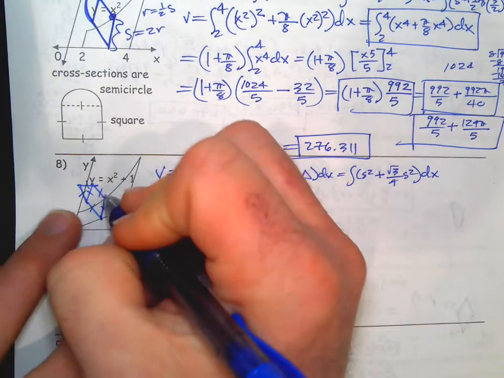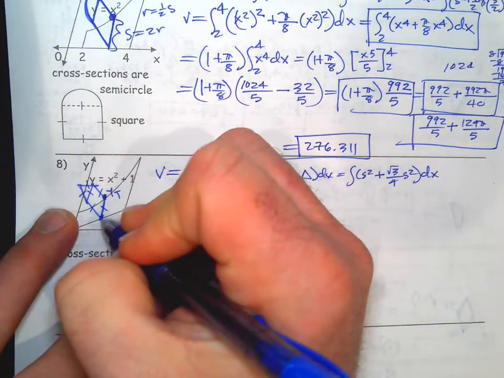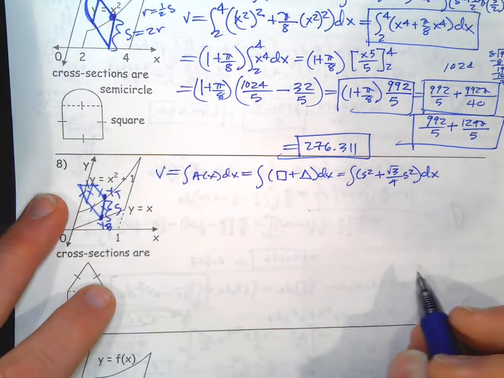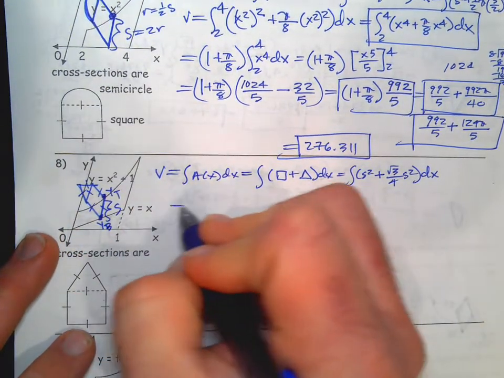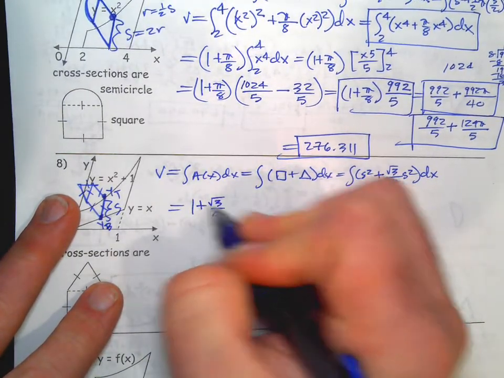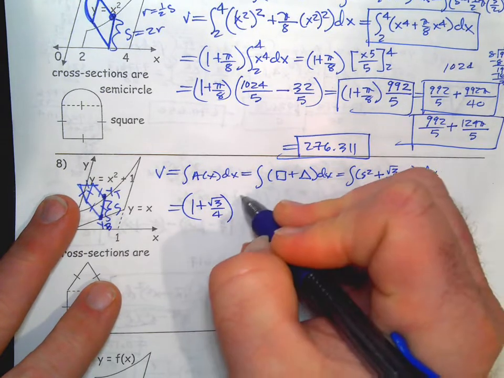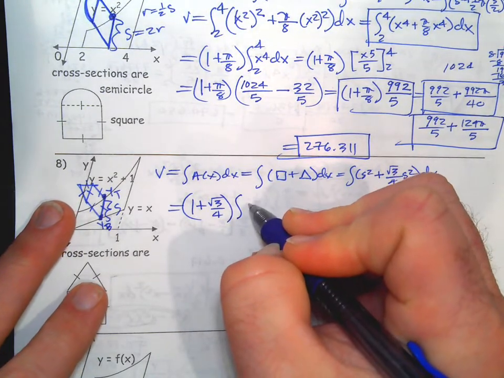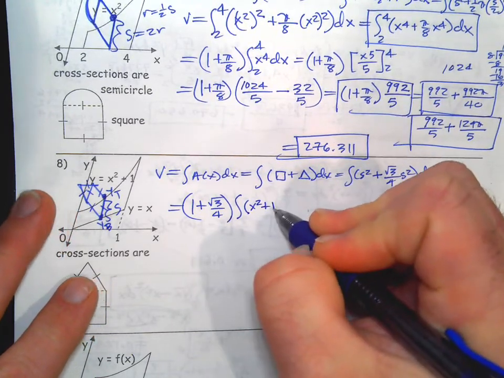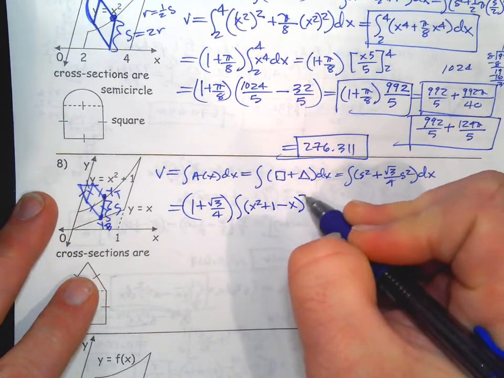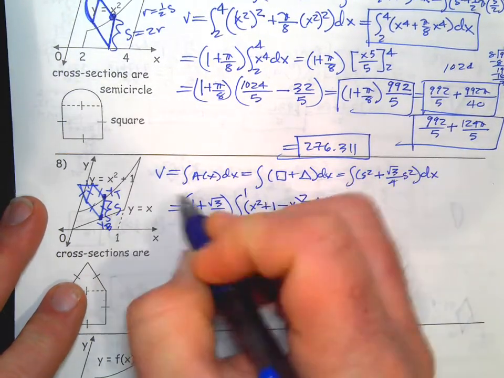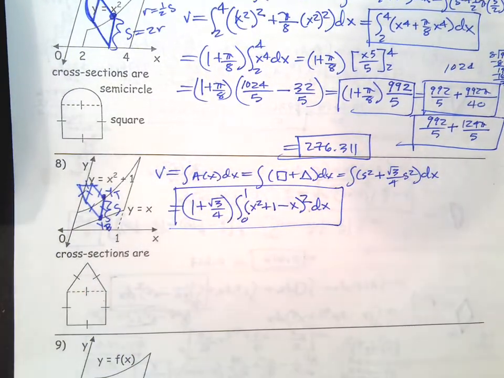The sides, though, are y top minus y bottom. That's the side. Now, to make this a little easier, I could factor out a 1 plus root 3 over 4, because they both have side squareds, and leave the side squared in here. Now, the side squared is going to be y top, which is x squared plus 1, minus y bottom, which is x squared, dx, from 0 to 1. So this is your setup for your calculator. You can just put that in your calculator.